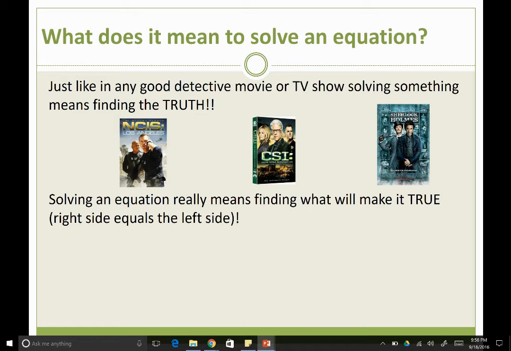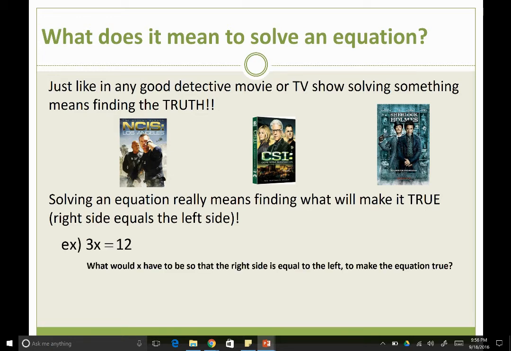We're trying to find a value or values that will make the equation true, that will make the left-hand side equal to the right-hand side. So let's take a look at this example here. 3x equals 12, right? What would x have to be for this equation to be true? Well, I think it's pretty obvious. We can guess and check and figure out with our basic multiplication skills that x needs to be 4, because 3 times 4 is 12, and then 12 equals 12. This would be a true equation, which would mean that x equals 4 is the solution of the equation because it makes the equation true.